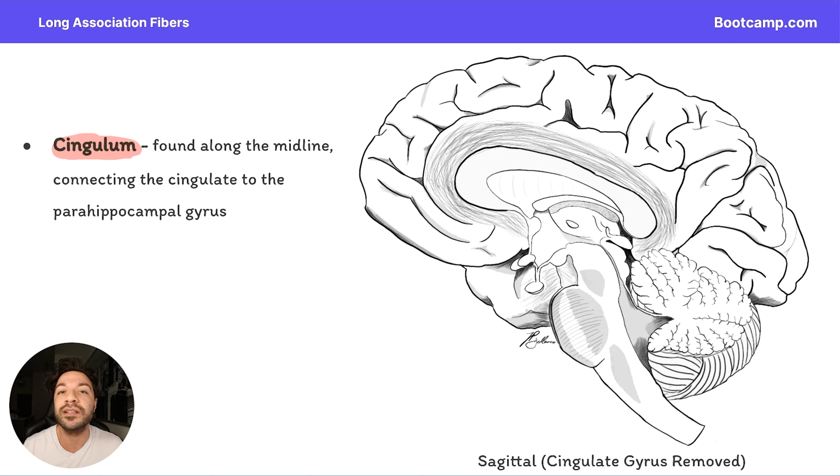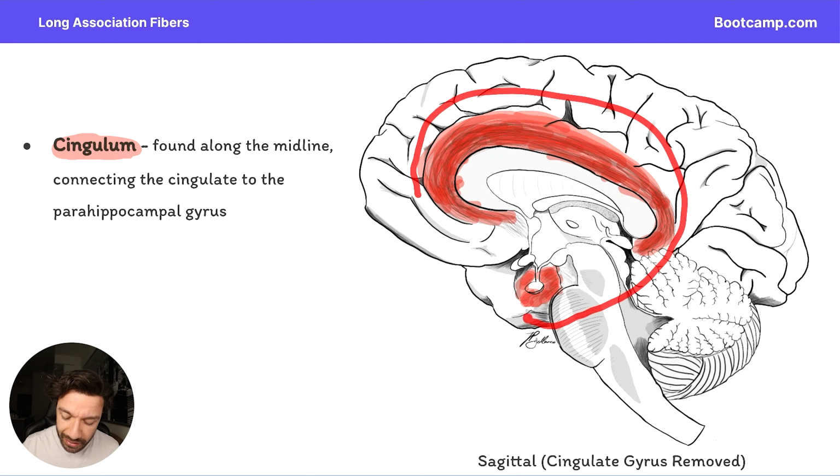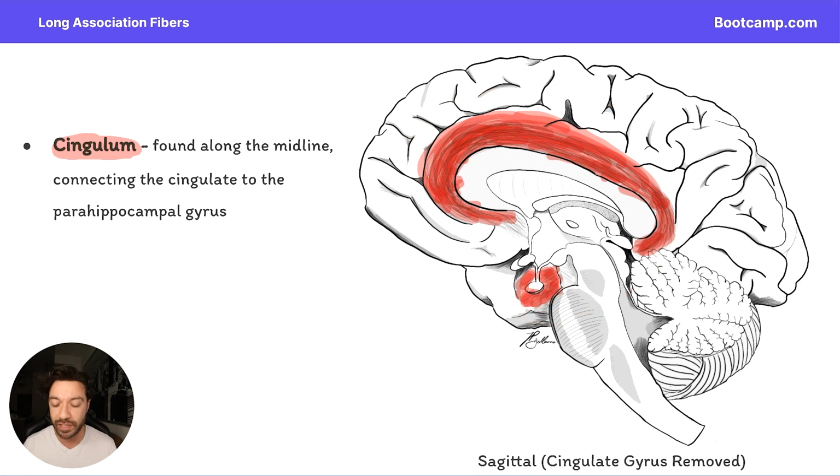In that cingulum is going to be that parallel bundle of white matter, which is going to connect the cingulate gyrus to that parahippocampal gyrus. So you can see right here that white matter bundle, it's going to wrap around from the cingulate gyrus in the frontal lobe to the parietal lobe, and then down to the temporal lobe in that parahippocampal gyrus region, and it forms that C shape. So remember, the cingulum is deep to the cingulate gyrus.